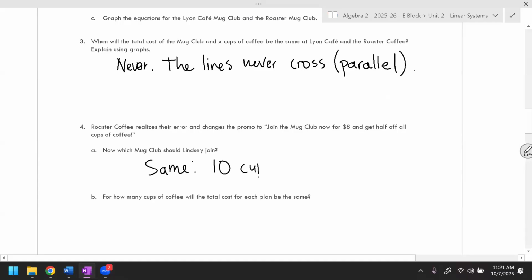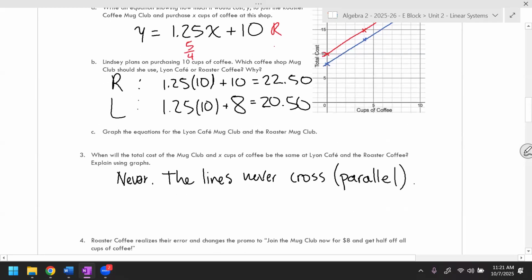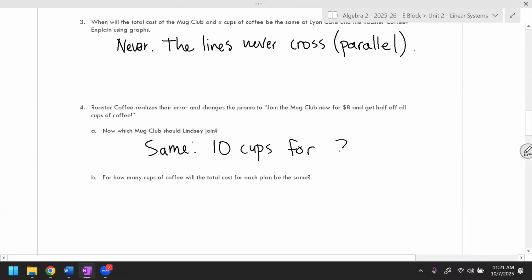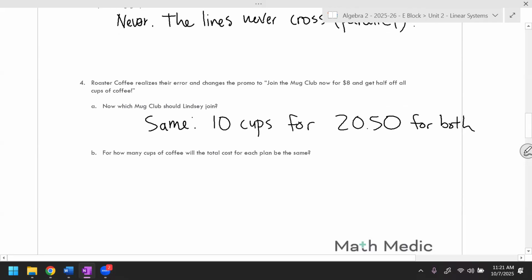10 cups costs $20.50 for both. And in fact, for how many cups of coffee will the total cost for each plan be the same now? All of them. It's the same plan now. It's the same plan, right?